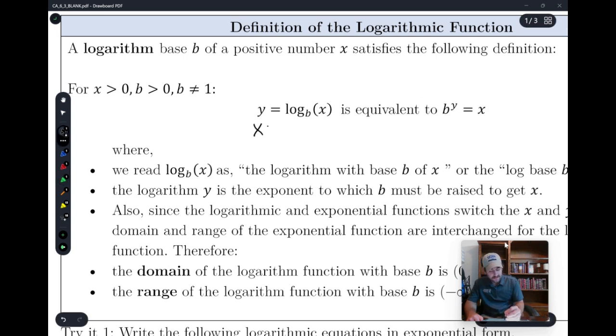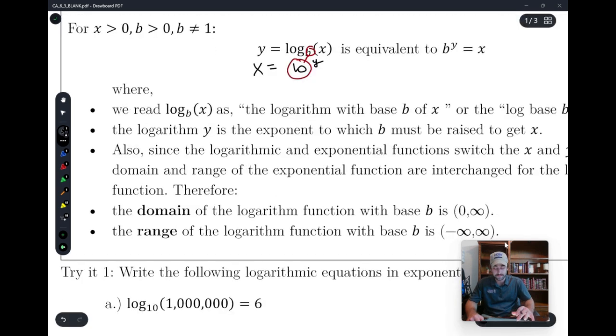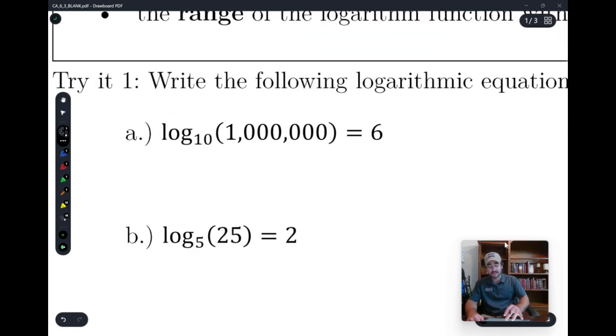Oftentimes I'll look at it like this with students. If you set it up, x equals b to the y, the base is the easiest thing to point out, and then the other two switch spots. What was attached to the b becomes on the other side of the equal sign, and what was on the other side of the equal sign is attached to the b. So as we're looking at it, that's kind of how we're going to start.